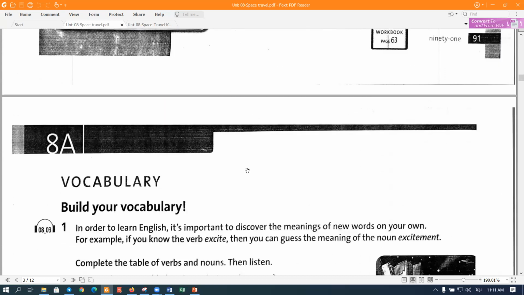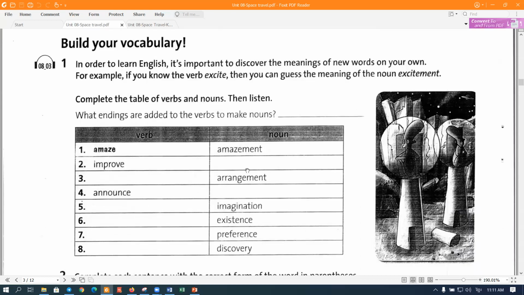Okay, so go to vocabulary study. Here, can you make the verb into a noun, or can you derive a noun into a verb?